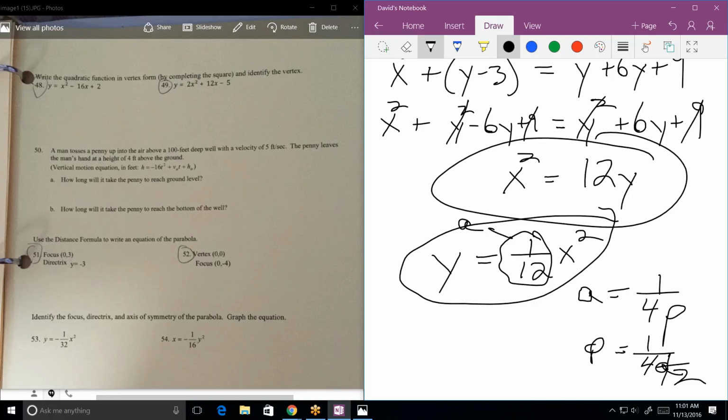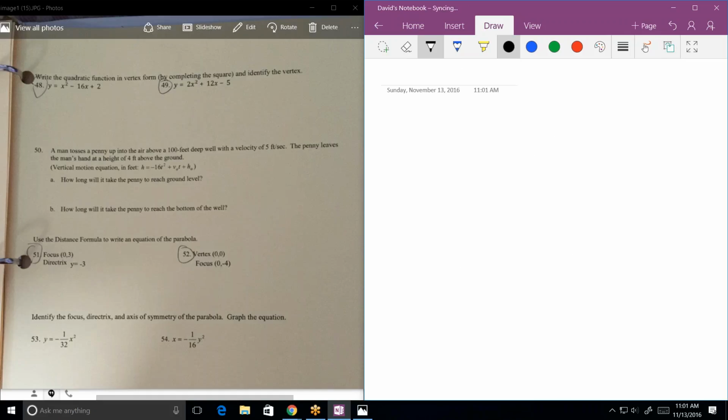All right. Now, let's have you do one and see if you can do it in the same way that I did it. Draw your picture. Identify your vertex. Identify your focus. Is this open up or down? Down.